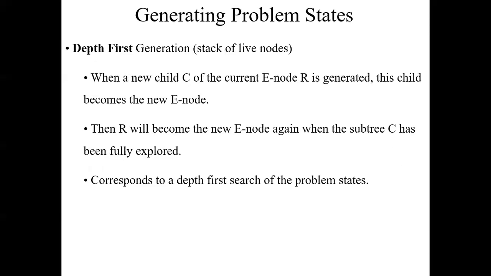So DFS is a stack of live nodes. If I have a new child node C of the current E node R, then this child node becomes the E node. DFS is running like this. Then R will become the E node again when the subtree is completely explored, and I'll reach again to the parent. Right? So this is DFS.